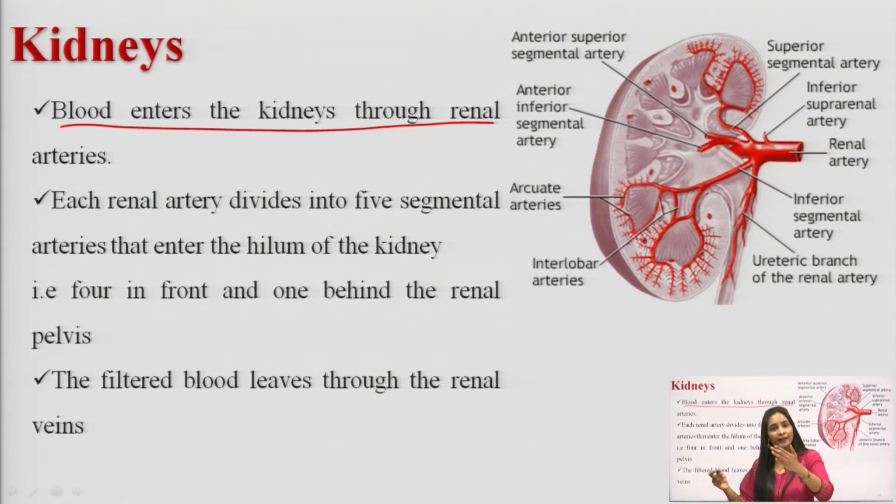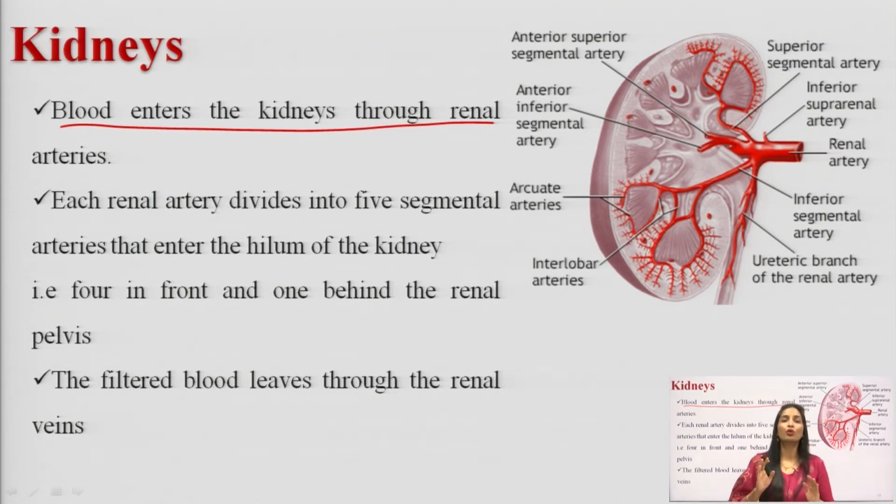The blood will enter into the kidney with the help of renal arteries, and the blood will leave from the kidney with the help of renal veins. Once the kidney has filtered the blood, it will be relieved by the renal veins, and the blood will be carried into the kidney by the renal arteries.